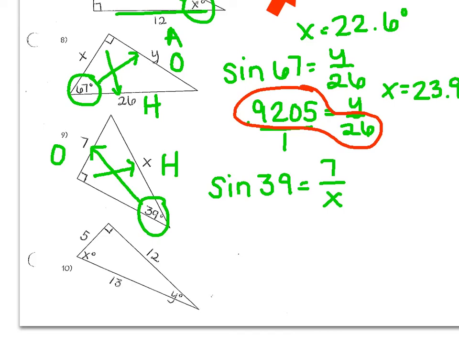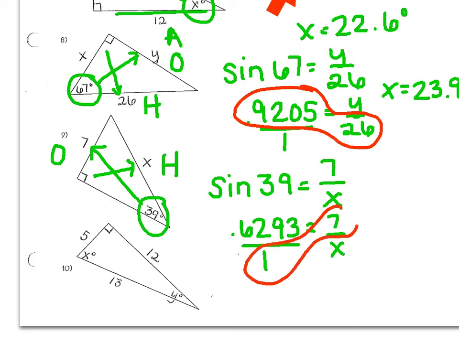Sine of 39 comes out to be 0.6293. Equals 7 over x. Put this over 1. And when you cross multiply this time, you have to multiply the numbers that are across from each other. So we're going to do 7 times 1 and then divide by the 0.6293. And I end up with about 11.1. And that looks reasonable. X was 11.1 on that one.